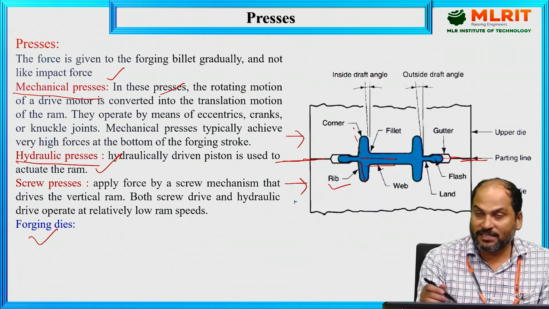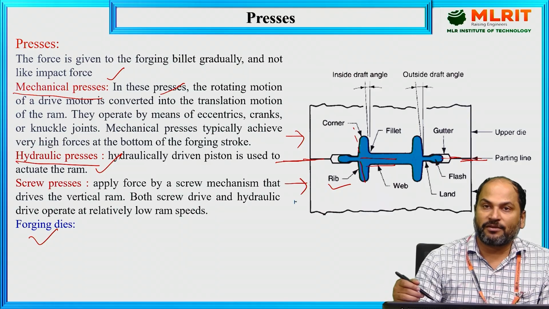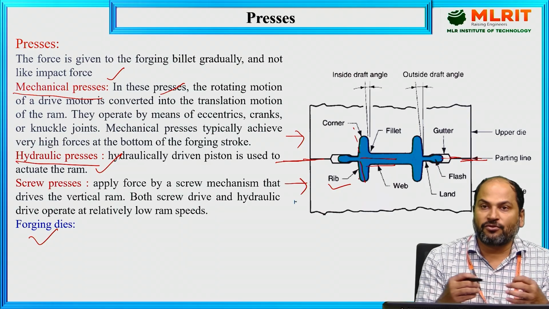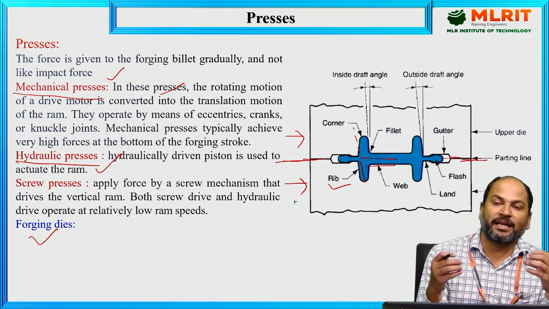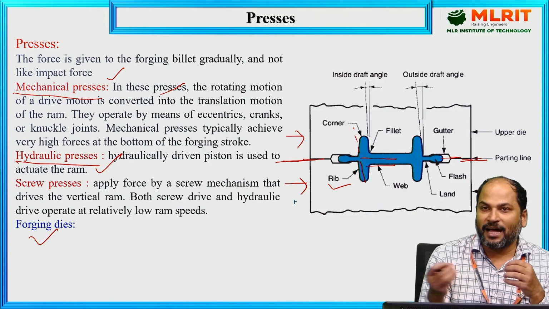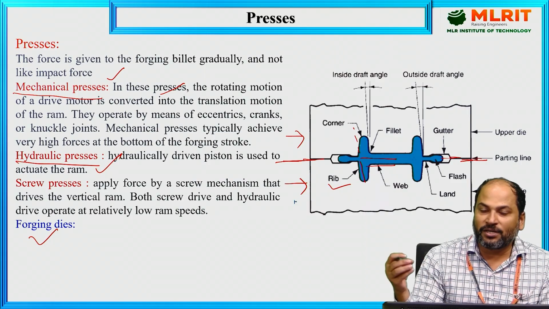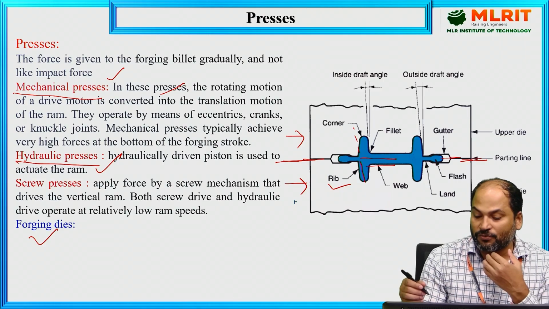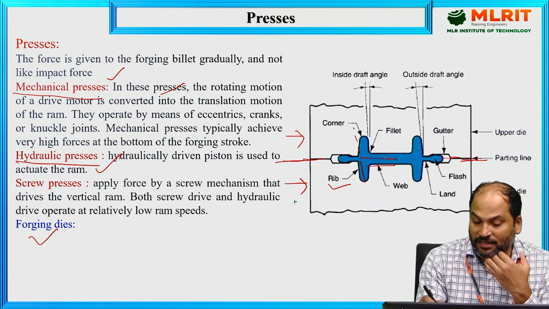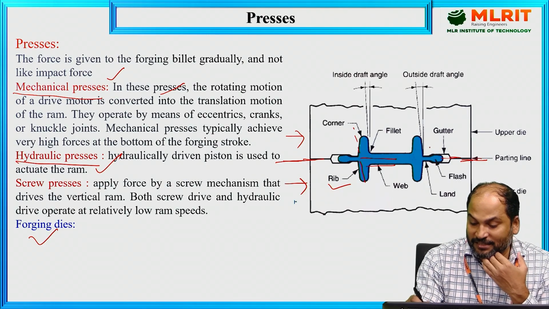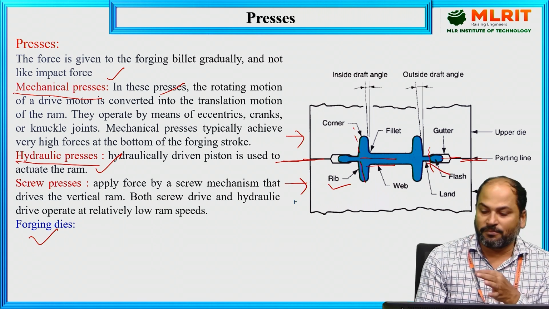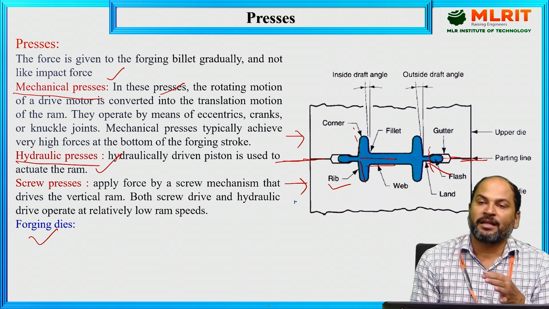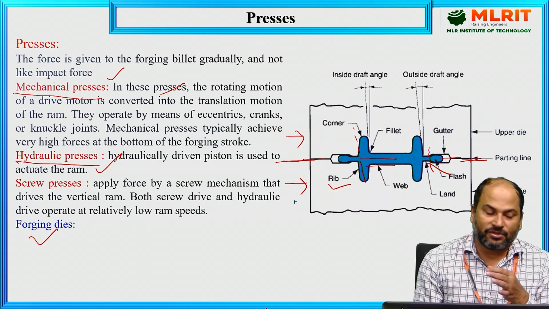Once we do this forging operation, what will happen? This material will start to flow and it will take the shape of the die. And whatever extra material is there, it will come out beyond the die also. That extra material is actually known as flash. So you can see here this shape has been generated, and this extra material which has come out at the outside, this is known as flash. So this is the extra material.